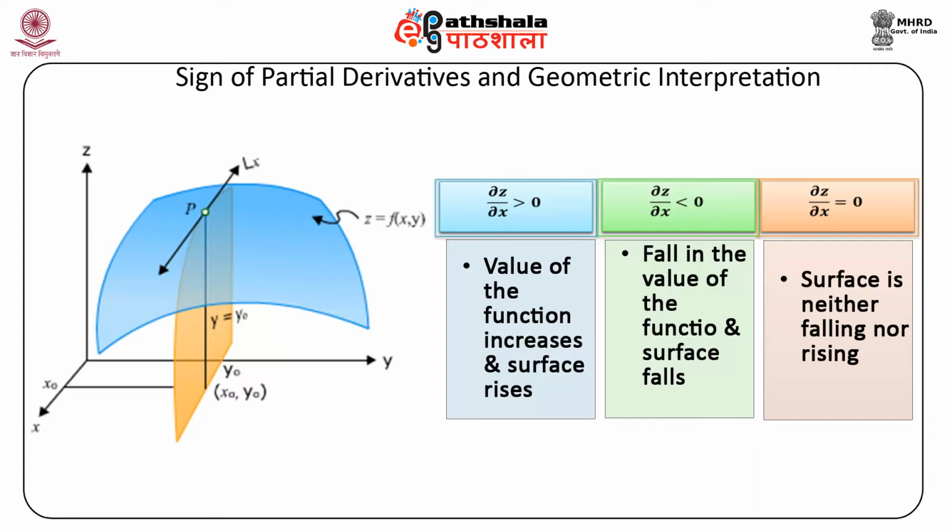Figure 1 shows that the surface falls when x increases or decreases from x = x₀. This is indicative of ∂z/∂x at x = x₀ being 0. The interpretations for ∂z/∂y are similar but in the direction parallel to the y-axis.